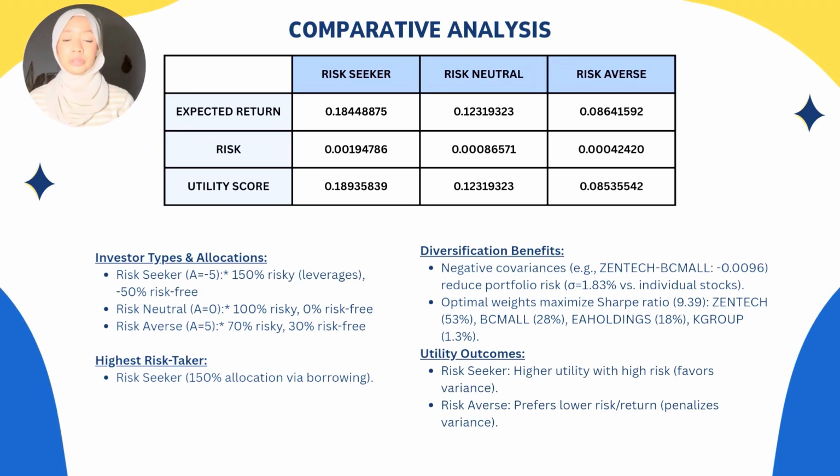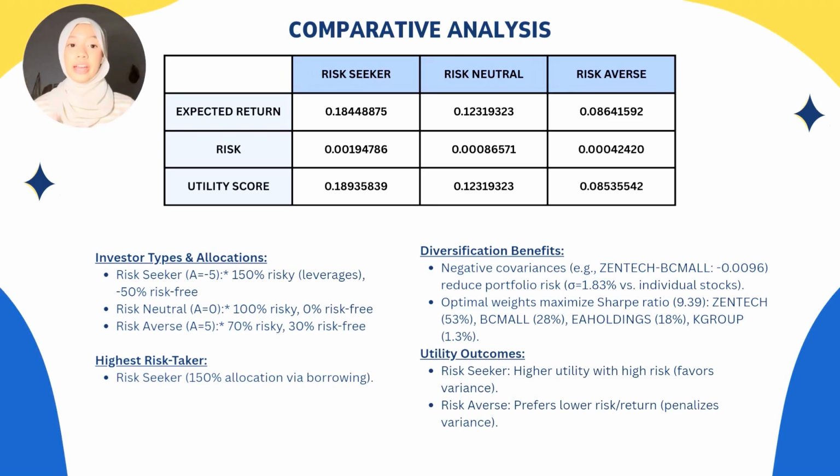Across all three portfolios, we can also see the benefits of diversification. For example, Zentech and BC Mall have a negative covariance, which means that they move in opposite directions. For example, when the price of Zentech goes higher, the price of BC Mall goes lower. This helps to reduce overall portfolio risk. Lastly, the optimal risky portfolio, which combines the best performing stocks like Zentech and BC Mall, achieves a high Sharpe ratio of 9.39, showing that the return is very good compared to the level of risk.